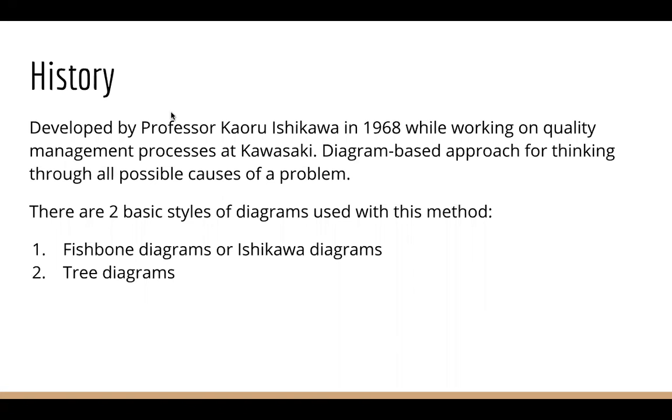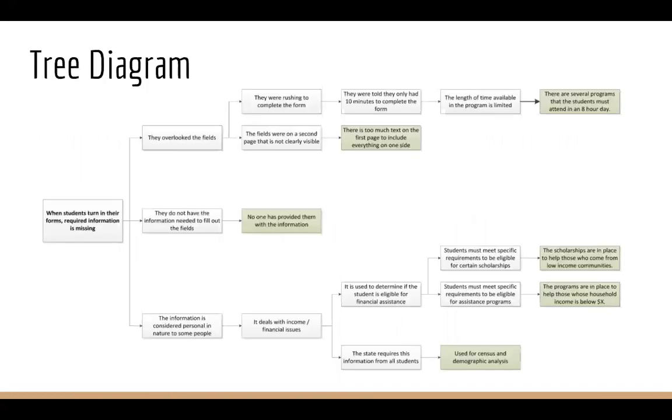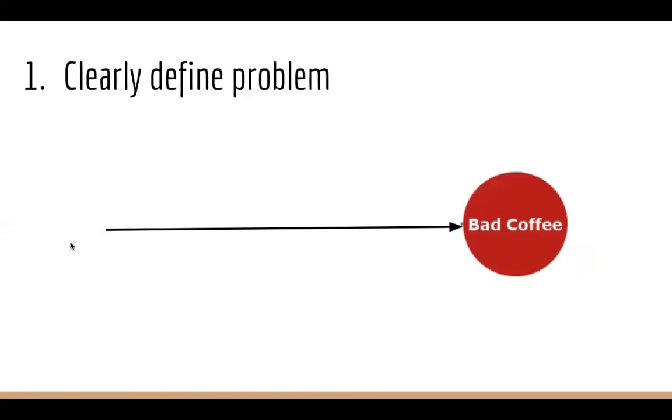So there are two basic styles of diagrams when using this method. There's the fishbone, or sometimes called the Ishikawa diagram, and this is the most popular. And then there is the tree diagram, which has the causes branching off from the effect over here, which is the problem. So now we're going to go over how to use a fishbone diagram.